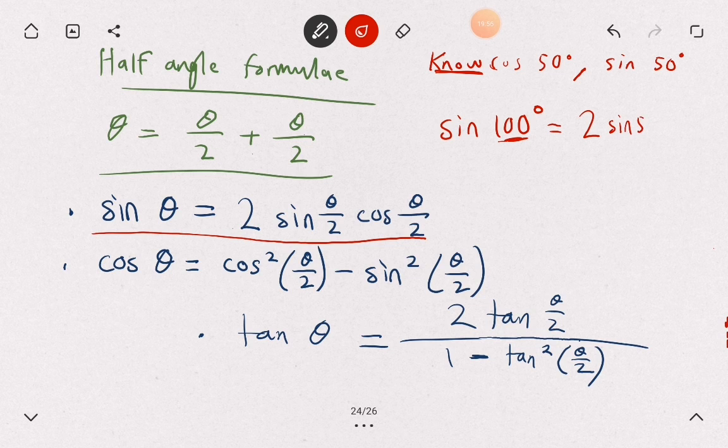Perfect. So sine 100 equals 2 times sine 50 times cos 50. Oops, this is messy. Okay, so that is how I use this. Now I know sine 50, I know cos 50, so I can find this sine 100. That's how we use this formula.